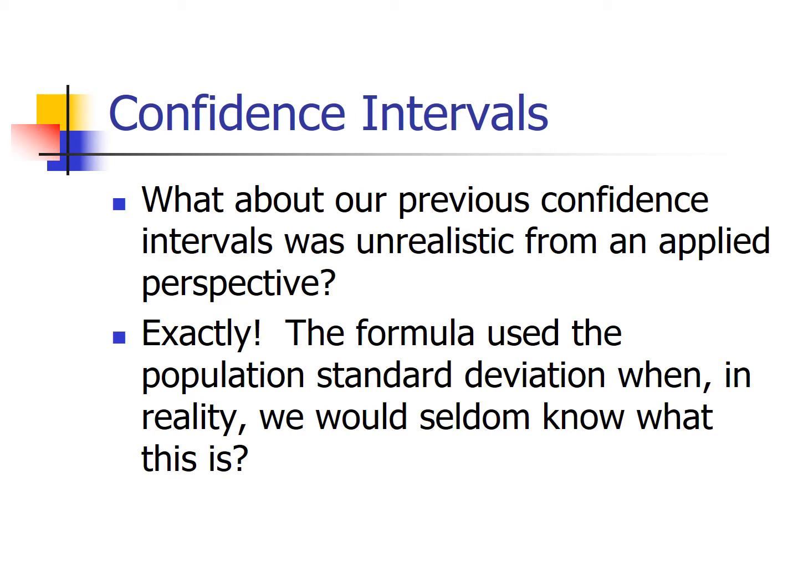And if we did know what it is, we would probably also know what the population mean is, and hence we wouldn't have to do confidence intervals or inference of any kind. It's inconsistent. Either we know the population mean, in which case we don't need the interval, or we don't know the population mean, in which case we probably would not know the population standard deviation.